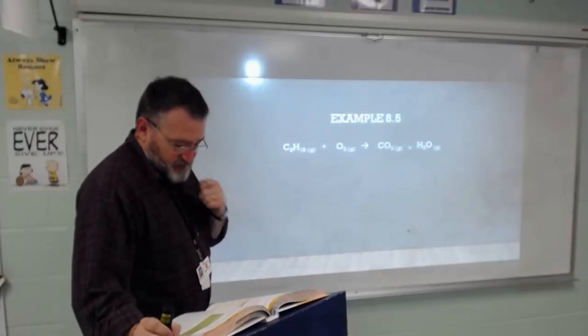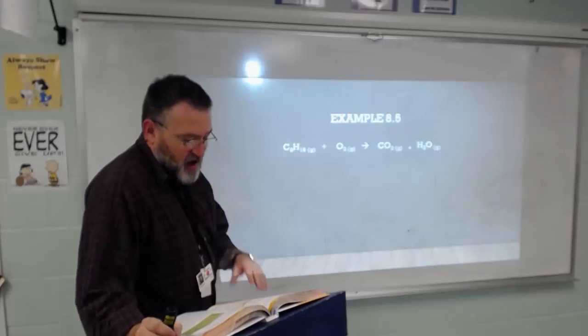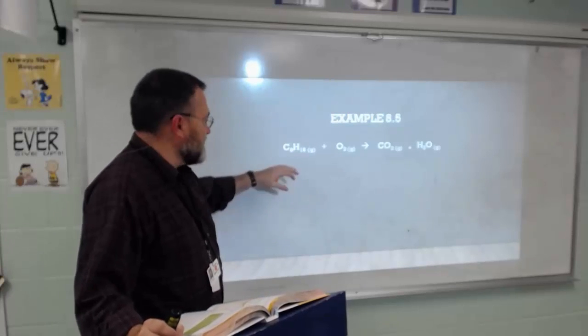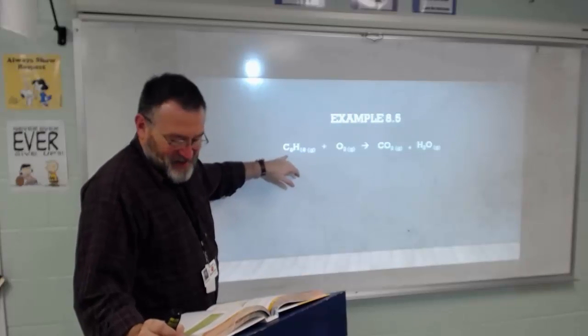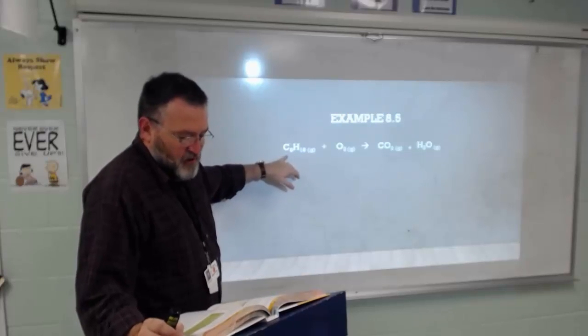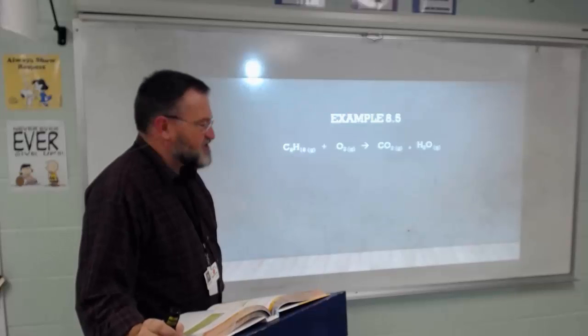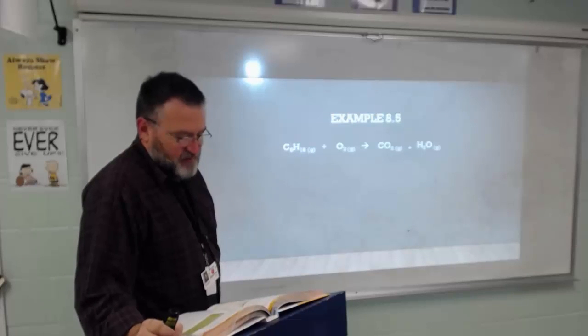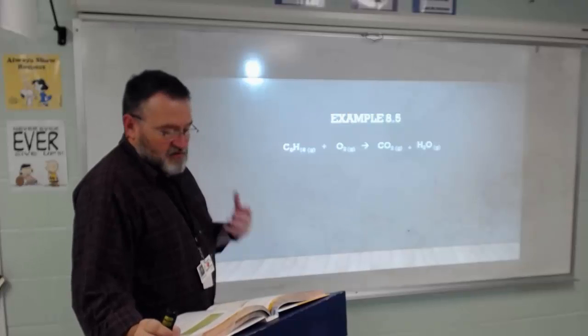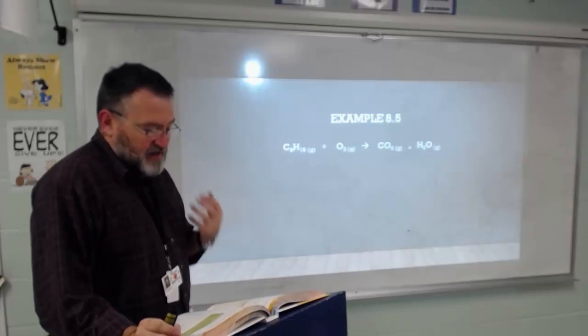Example 8.5 is on page 288 in the third edition. It says, an automobile engine burns gaseous octane. If an automobile completely combusts 12 liters of gaseous octane in excess oxygen, how many liters of carbon dioxide will be produced? So the problem asked us to completely combust octane.